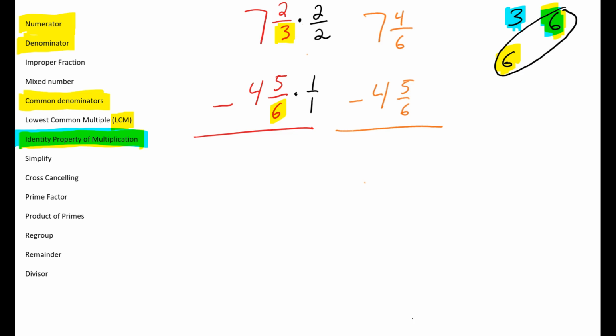I used the identity property of multiplication to get my common denominator. So I can see that both denominators now are 6 on the bottom. That's what I have to have.